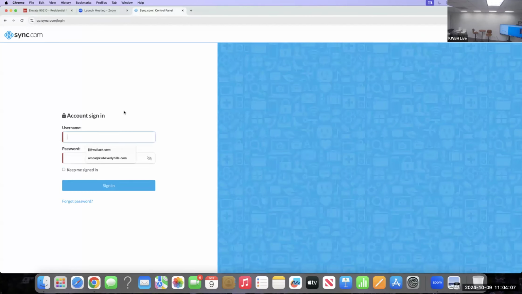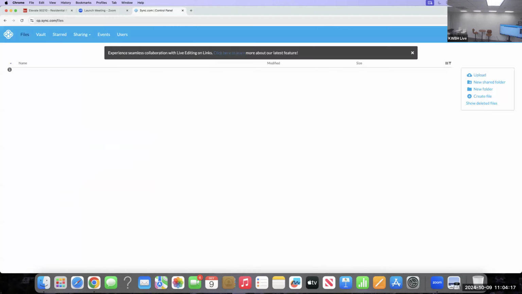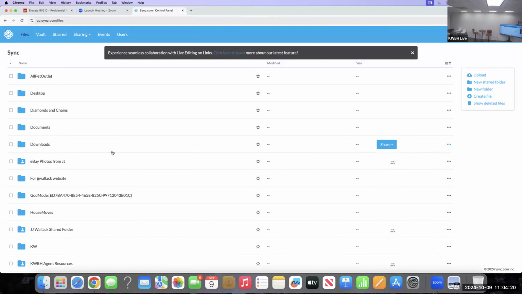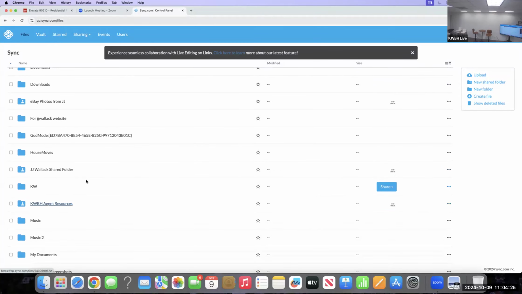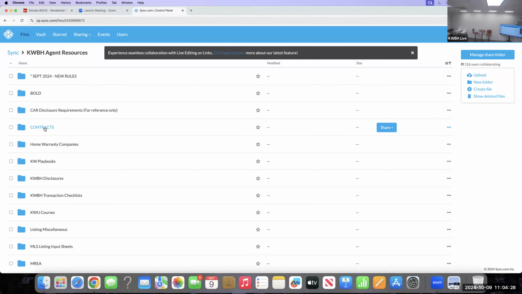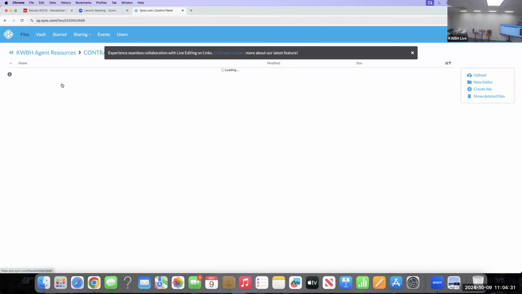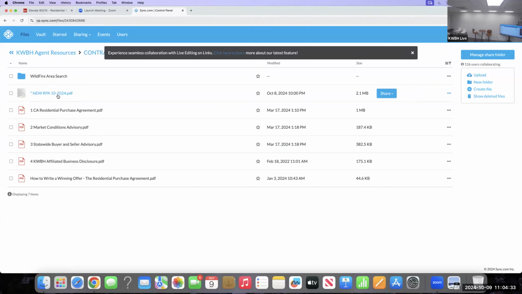The most current version of the purchase agreement, so it's updated as of yesterday. The purchase agreement that I had marked up before was the July one. It's still the July purchase agreement, but they do make changes every day, every other day. So in my shared resource folder under contracts and under offer, this is the new RPA from October 2024. So this is as of yesterday. Download that. I'll share it with everybody.